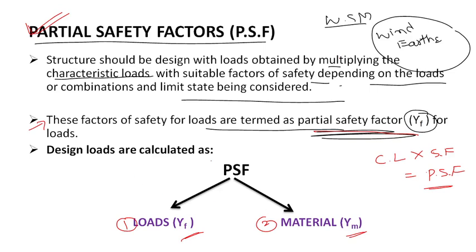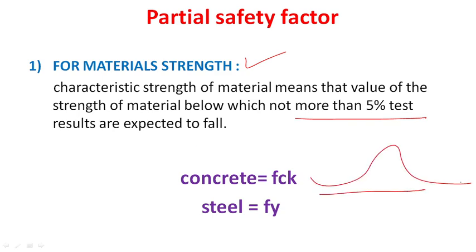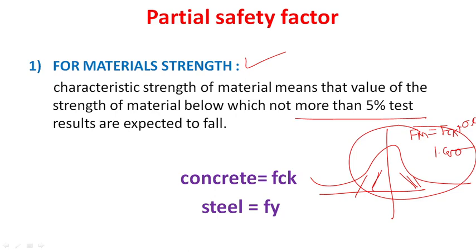Design loads are classified on the loads and the material. We will discuss these two in detail now. For material strength, characteristic strength of the material means the strength of the material below which not more than 5% of test results are expected to fall. I think you remember this graph, right? This is 50%, this is 50%, and we have done it with the formula also: fm = fck + 1.65 × standard deviation. We have already studied this in my previous class. If you want to watch, please click on the I button.